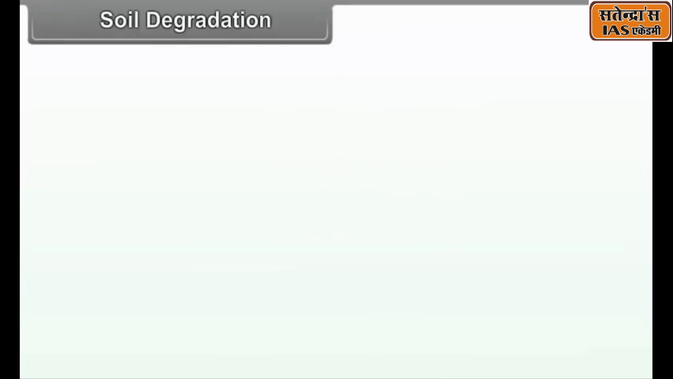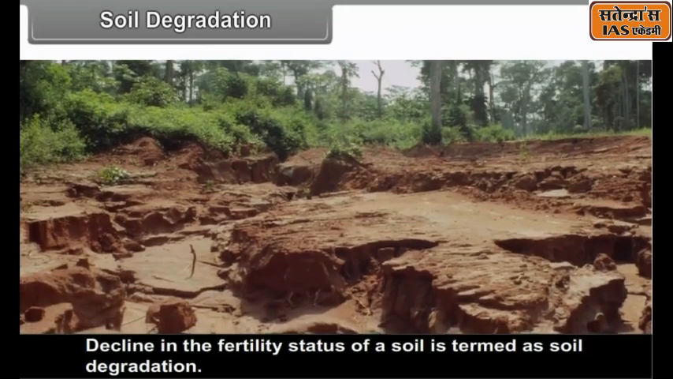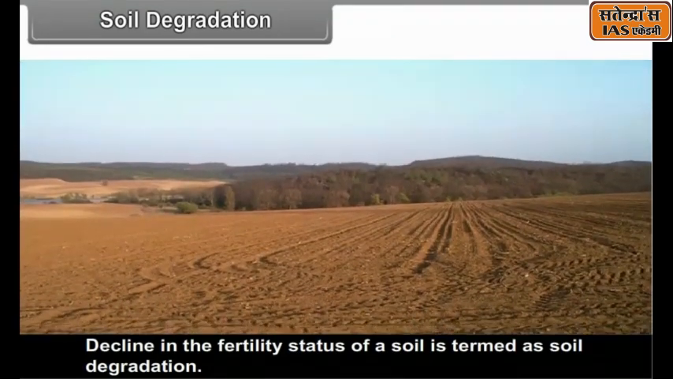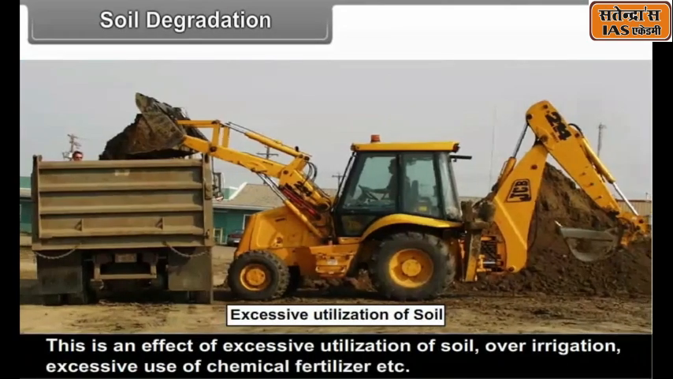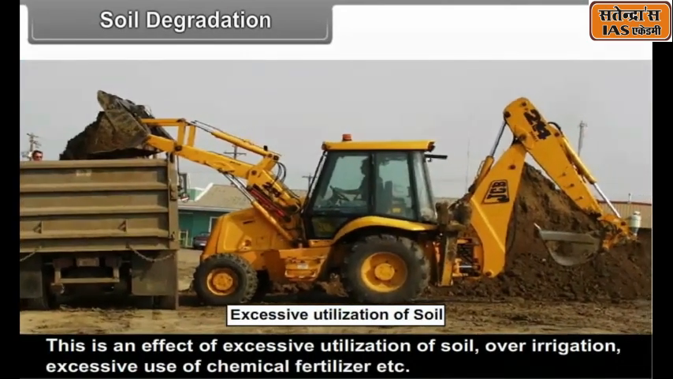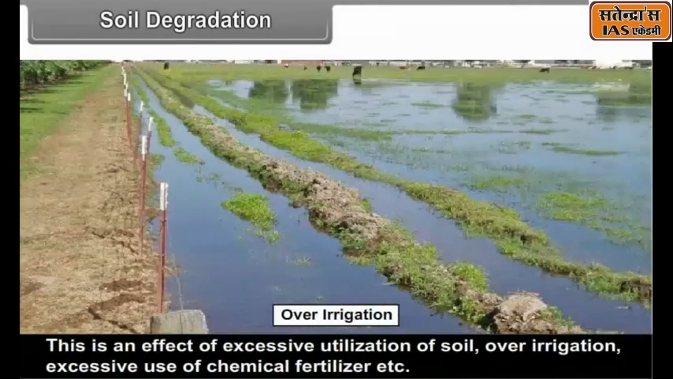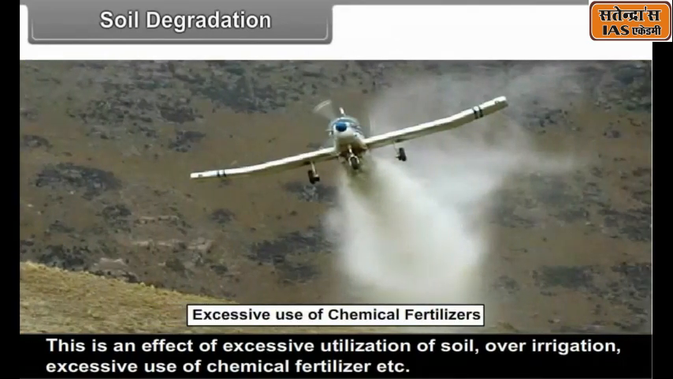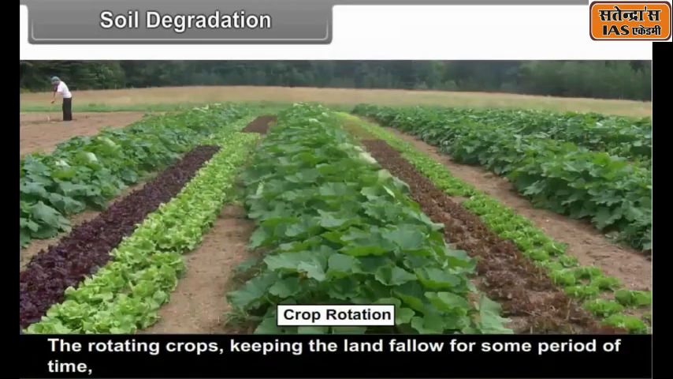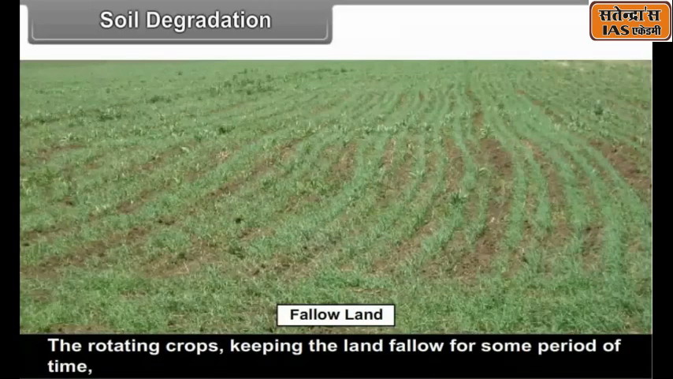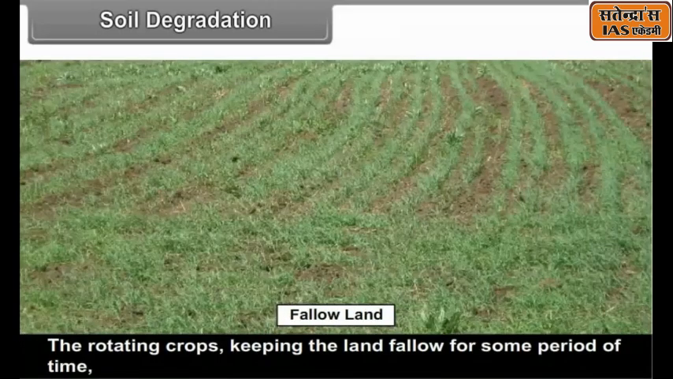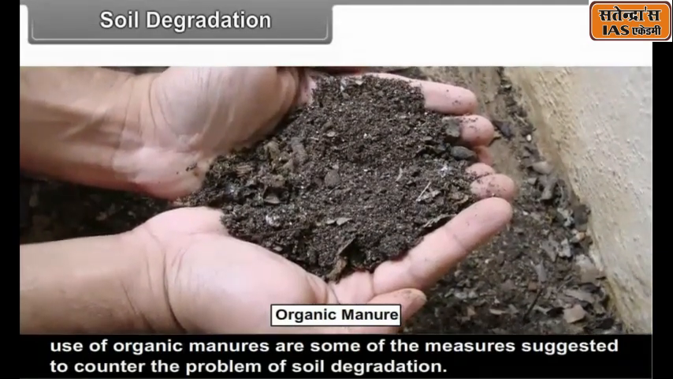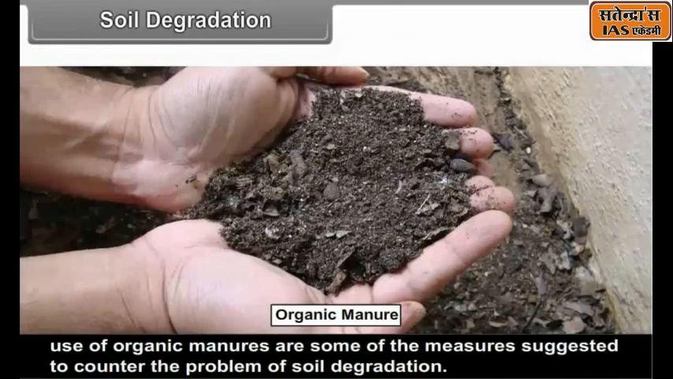Soil degradation. Decline in the fertility status of a soil is termed soil degradation. This is an effect of excessive utilization of soils, over-irrigation, excessive use of chemical fertilizers, etc. Rotating crops, keeping the land fallow for some period of time, and use of organic manures are some of the measures suggested to counter the problem of soil degradation.